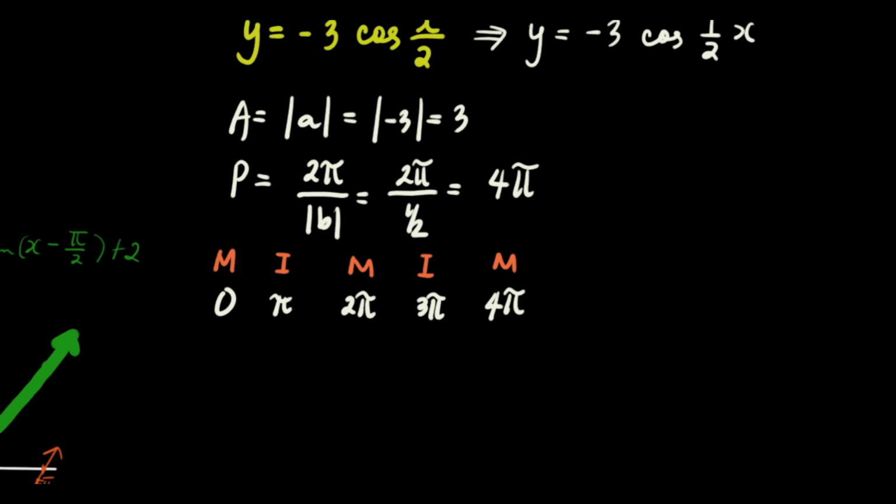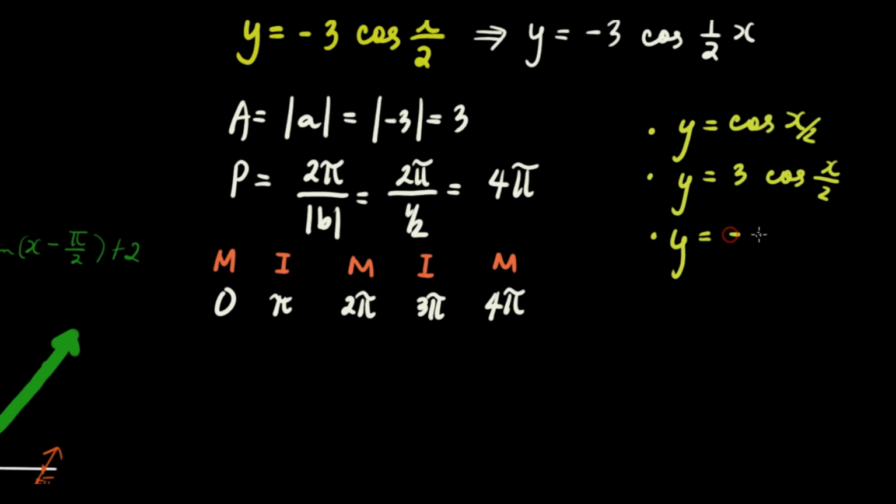Ang gagawin natin dito, i-graph muna natin yung y equals cosine x. Let's start with cosine x. And then let's sketch the graph of y equals 3 cosine, x over 2 na pala to. X over 2. And then, lagyan natin ng y equals minus 3 cosine x over 2. Okay.